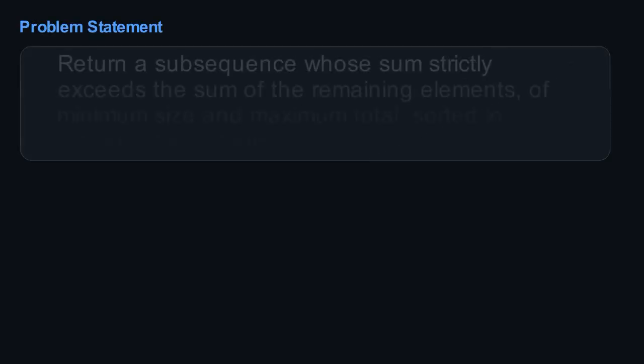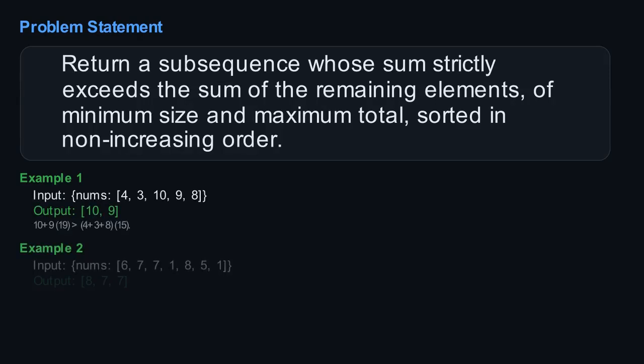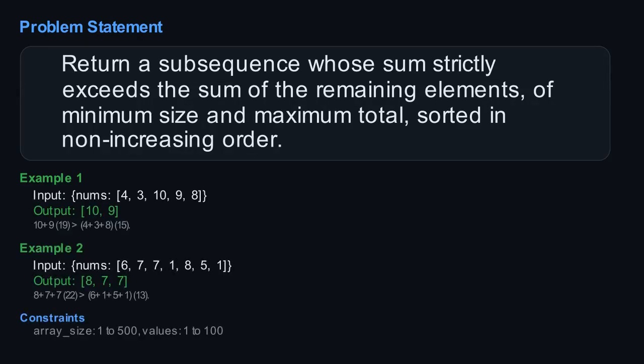The task is to return a subsequence from the input array, such that its elements are in non-increasing order. The key condition is that the sum of elements in our chosen subsequence must be strictly greater than the sum of all other elements in the original array. If multiple such subsequences exist, we need the one with the minimum size. If sizes are equal, pick the one with the maximum sum. The problem guarantees a unique solution under these rules.